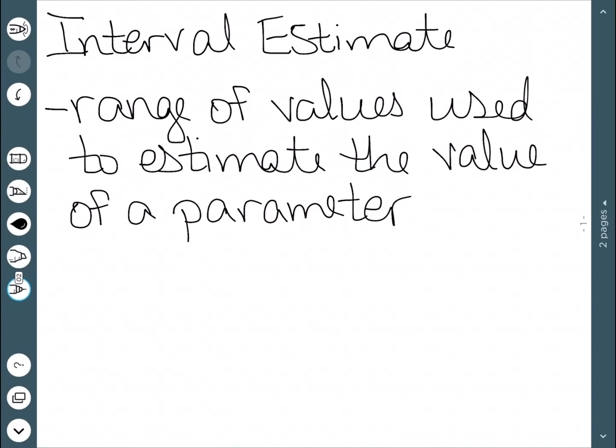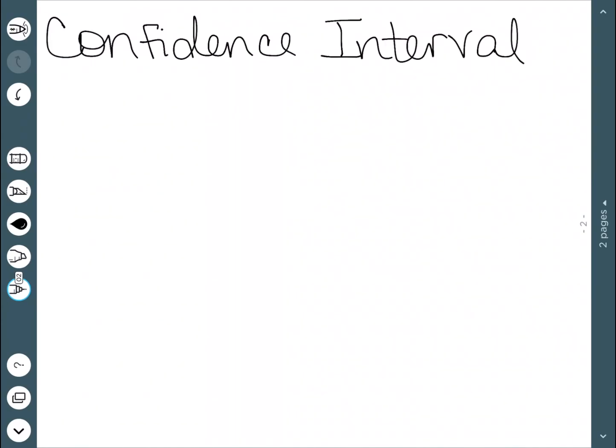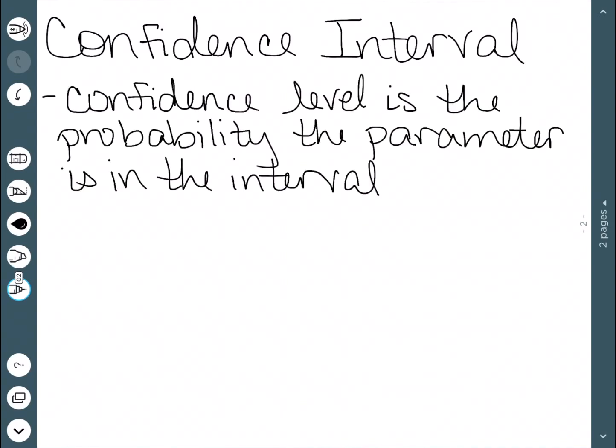This may or may not actually contain the value, but it does give us a range estimate for what we think it might be. In particular, we're going to look at what's called a confidence interval. So this is a particular type of interval estimate. Before we can define a confidence interval, we have to define the confidence level. And the confidence level is the probability that the parameter is actually in our interval. Most commonly, we have a 95% confidence interval, which means there's a 95% chance that the parameter is actually in our range.